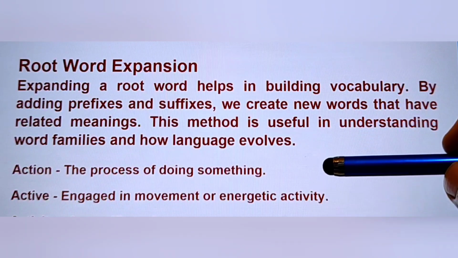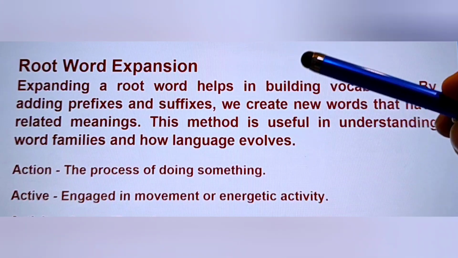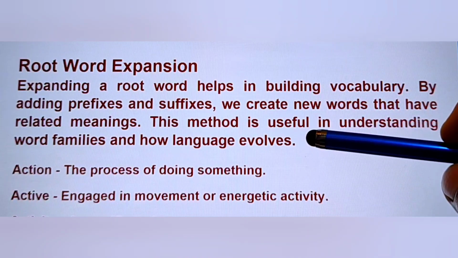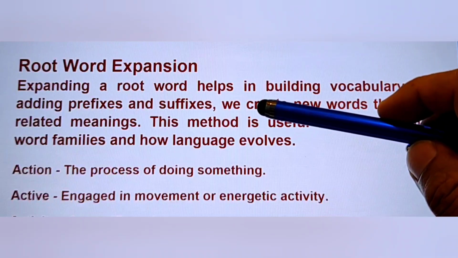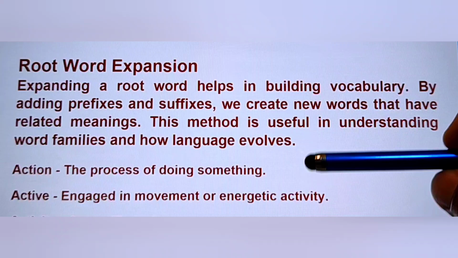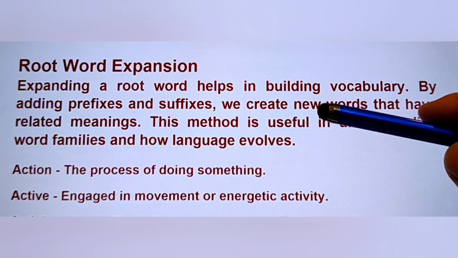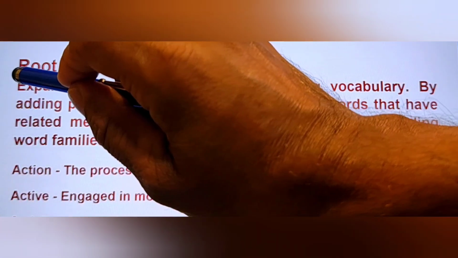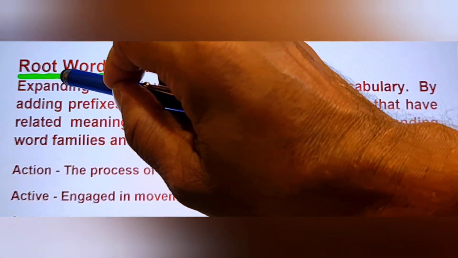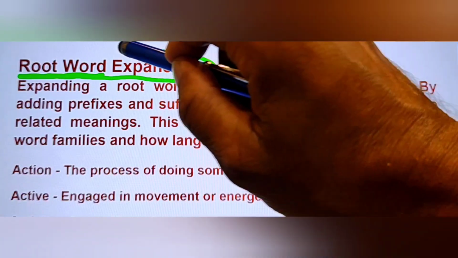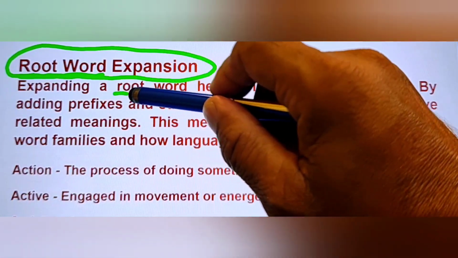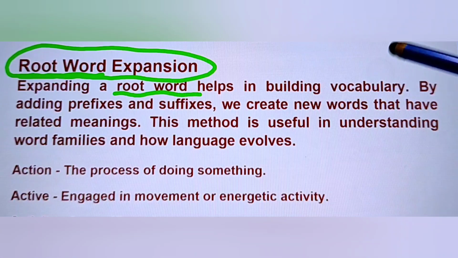Today we describe in detail how to build English vocabulary, how to remember lots of words by just one word. You can remember lots of words, more than 10 words, by remembering just one root word. So, what is a root word and what is the technique of root word expansion? Let's describe here. Expanding a root word helps in building vocabulary.